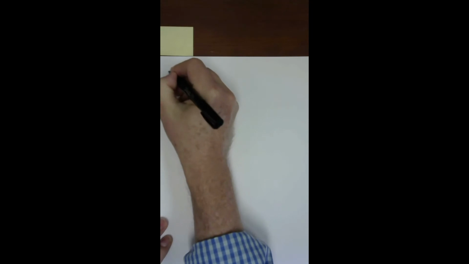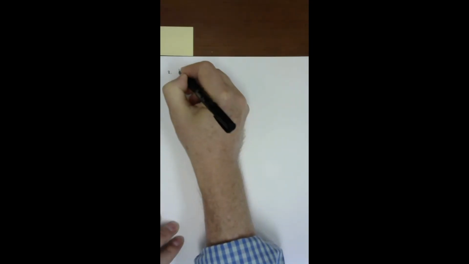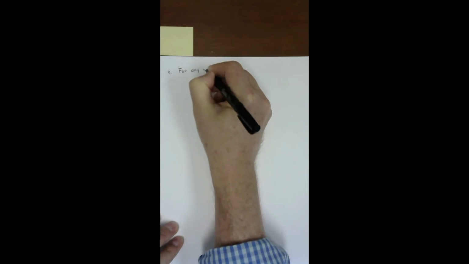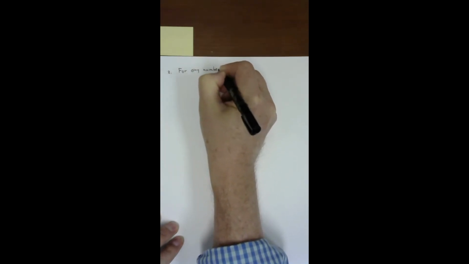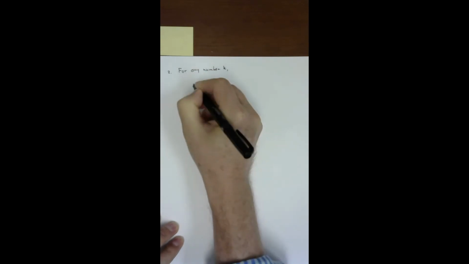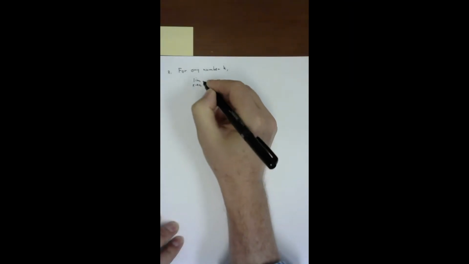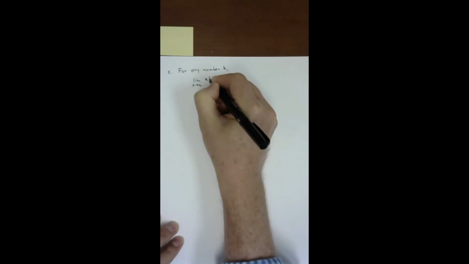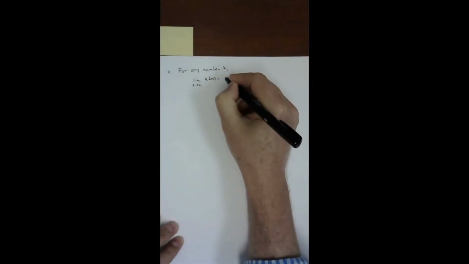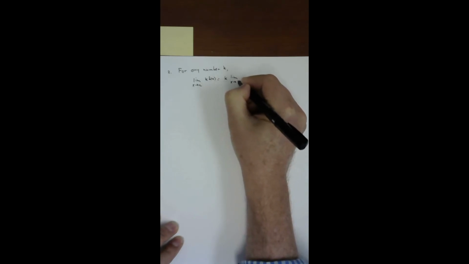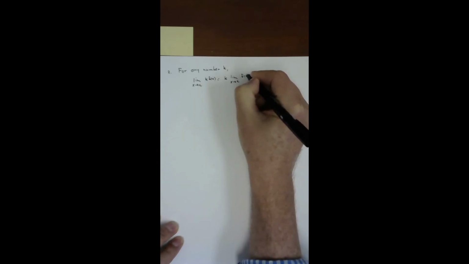Our second one is this. For any number k, the limit as x goes to c of k times f(x) is equal to k times the limit as x goes to c of f(x).